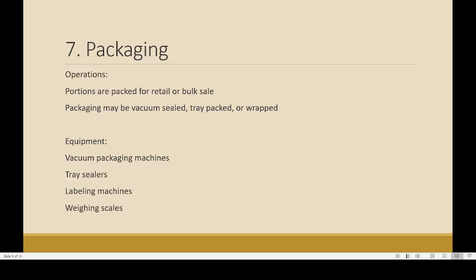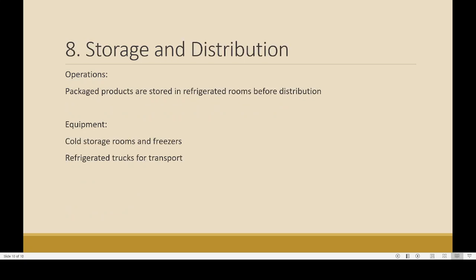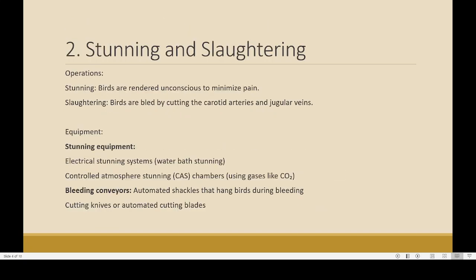Then packaging. Portions are packed for retail or bulk sale. The packaging can be done either by vacuum sealing or wrapping. This kind of machines are there. Then storage and distribution, that is another stage. They are stored in refrigerated rooms before distribution. So these are the main steps involved in the processing of the meat, and if they ask a question, you have to highlight and write all these steps. Now we will see in a video how this whole process is done.